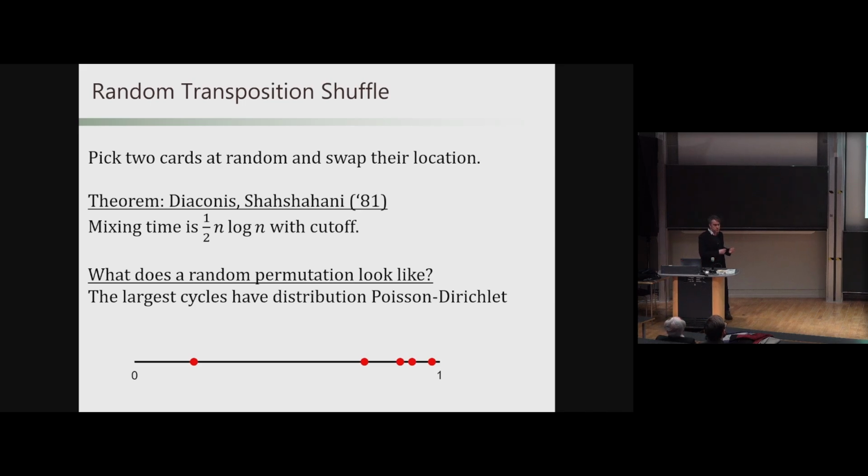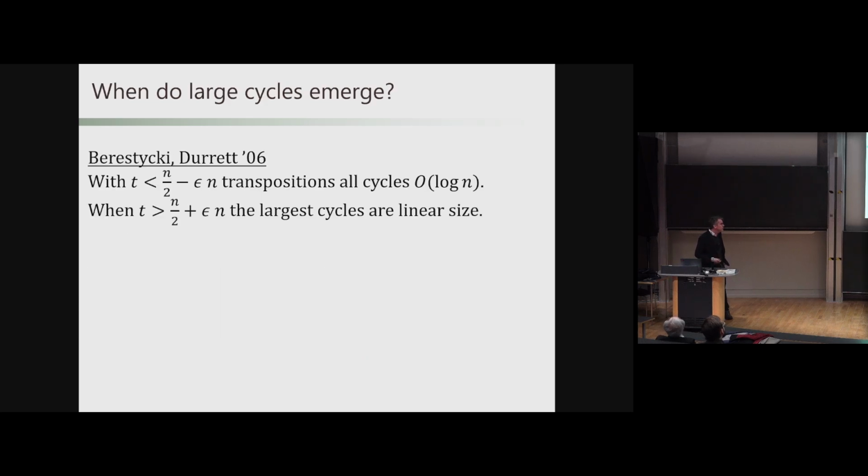So this is what will happen if you do (1/2) n log n transpositions. But you could ask, do you actually have to go that far in order to see this sort of behavior? And the answer is no. Actually, it's your former colleague Nathanaël Berestycki, in his PhD thesis with Durrett, who showed that you only need n over 2 transpositions before you start seeing large cycles.